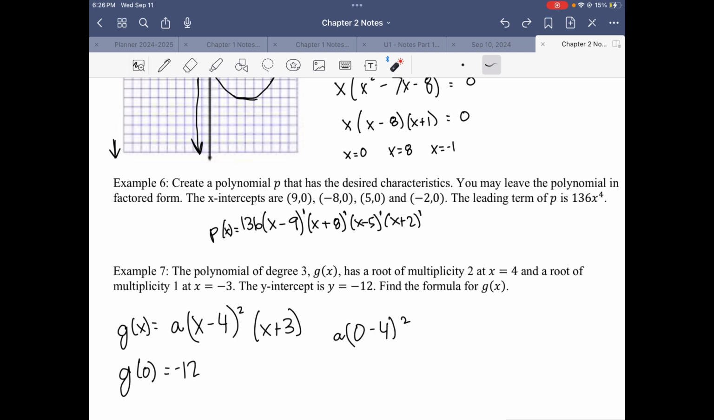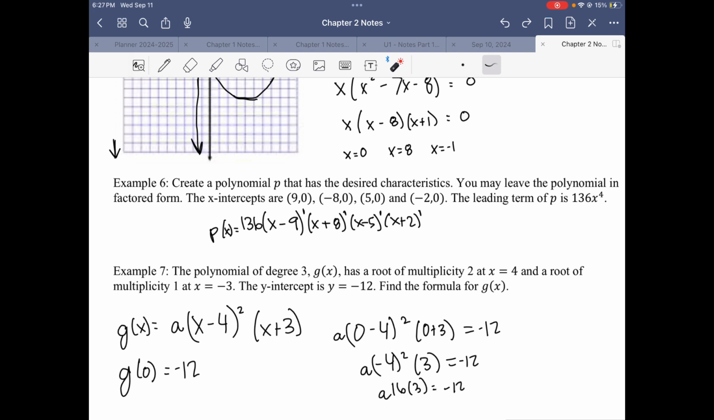In order to find that leading term, we're going to plug 0 into this function and set it equal to negative 12, leaving a as an unknown. We know that if you plug 0 into g, you're going to get negative 12 out. Okay, so we use that to our advantage. So that simplifies a little bit to negative 4 squared times 3. And we know it has to equal negative 12 somehow.